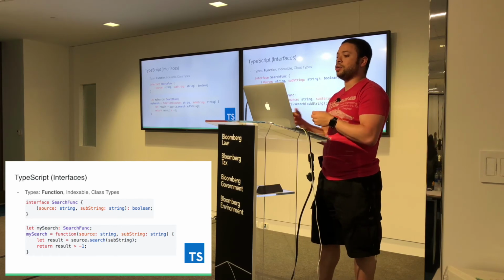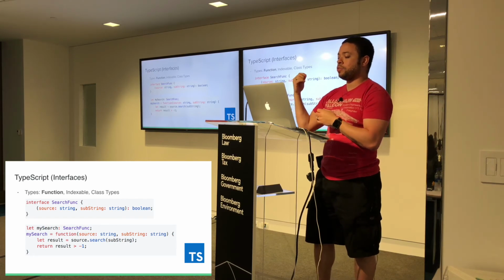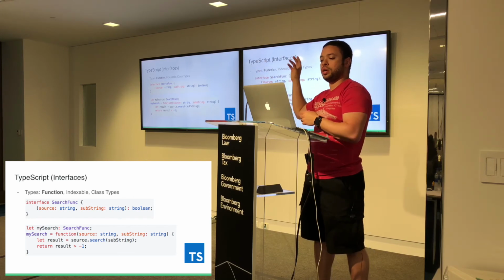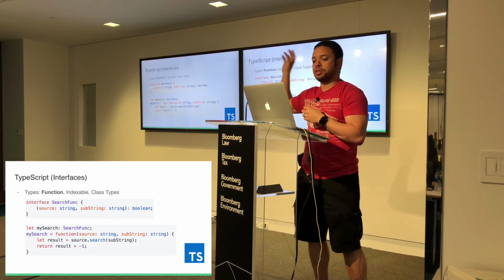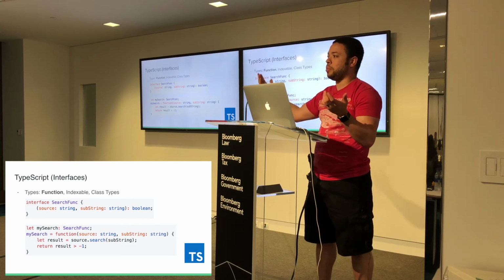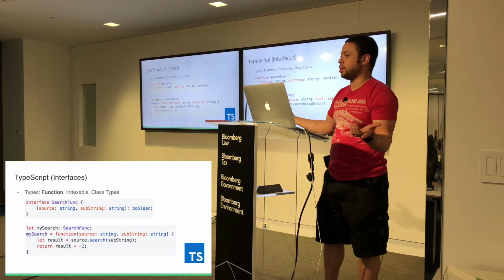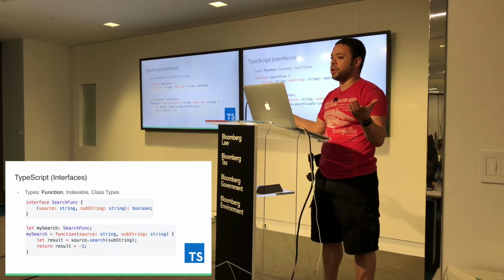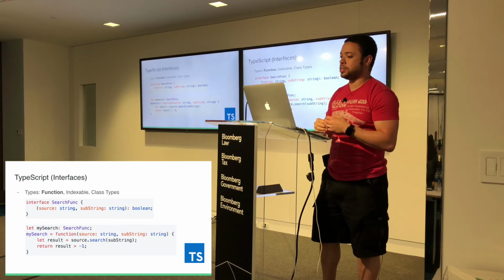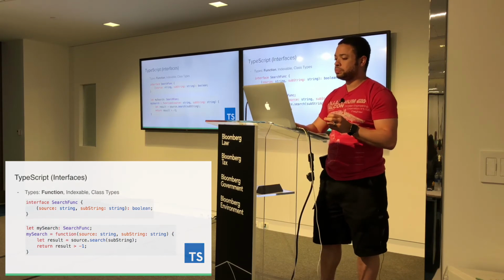And when we define it or set it equal to it, we have to abide by that interface. So the source is a string, the substring is a string, but notice the return is returning a Boolean. We're saying if result is greater than -1. So that's what the interface is asserting inside of its function type.